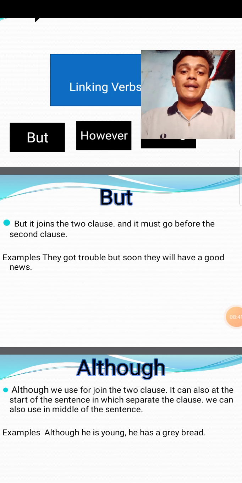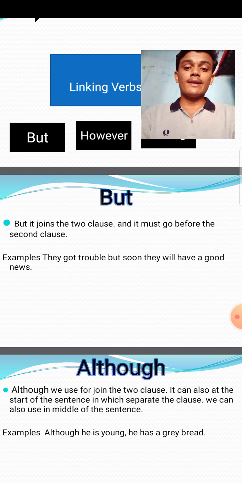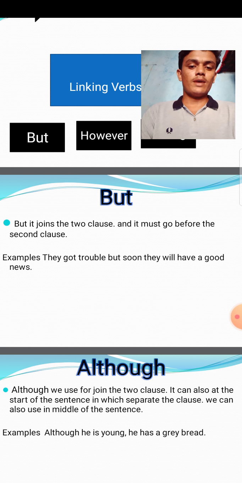But joins the two clauses and it must go before the second clause. Example, I have given you an example: they got trouble but soon they will have good news. But joins the two clauses.